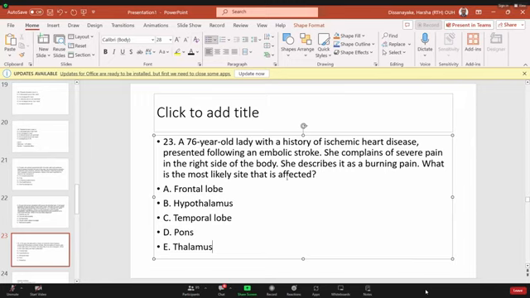But for some reason, someone has decided to put the statement embolic stroke here. I don't know if it was a mistake made when someone tried to recall this question.